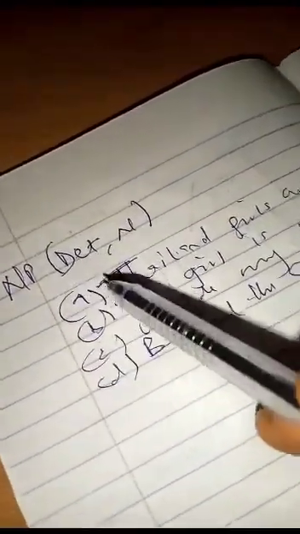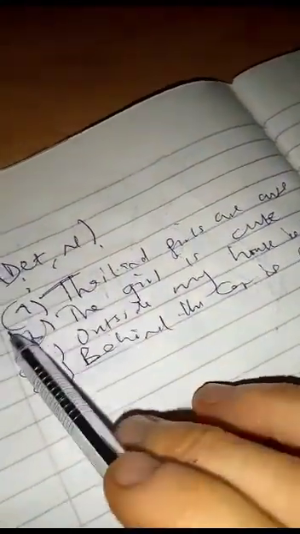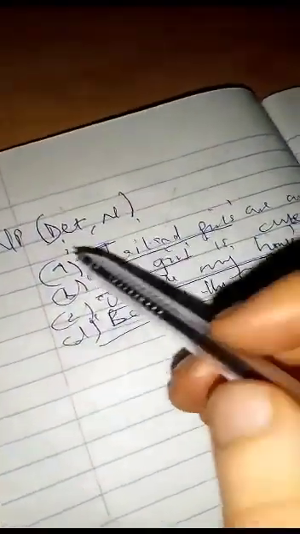Now, what will be the answer to this question? For example, the answer has got to be something that has a determiner and a noun. If I underline here Thailand girls, here the girl, here outside my house, and here behind the car, what option would it be? Is it option A or option B or option C or option D?